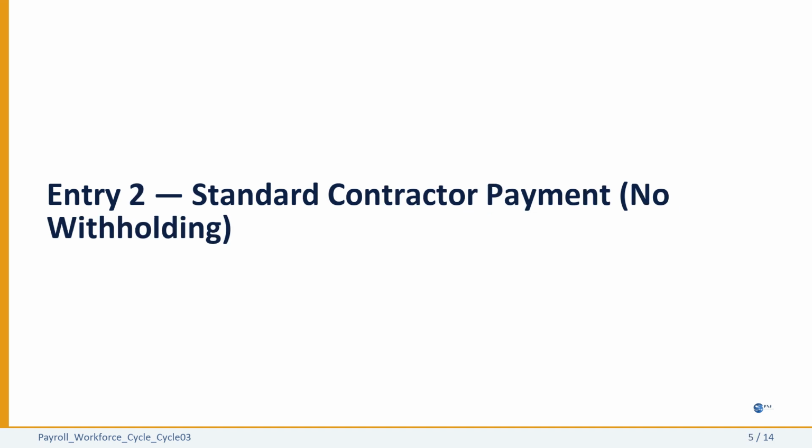When payment is made to a contractor who has a valid W-9 on file, the entry is straightforward. Debit accounts payable contractor to clear the liability. Credit cash for the full invoiced amount. Notice what is absent here.